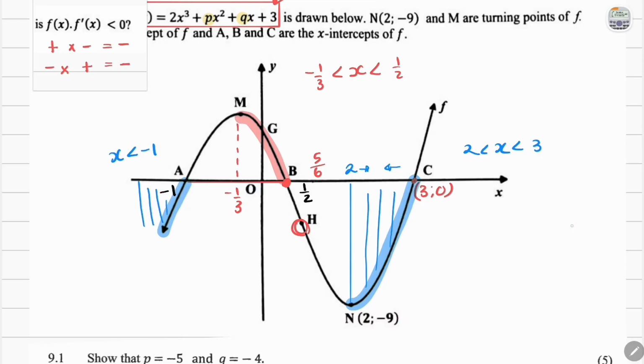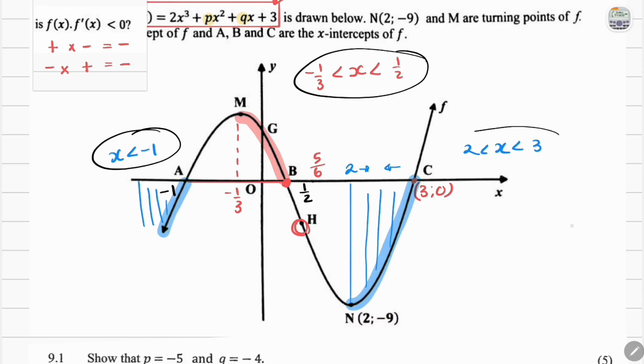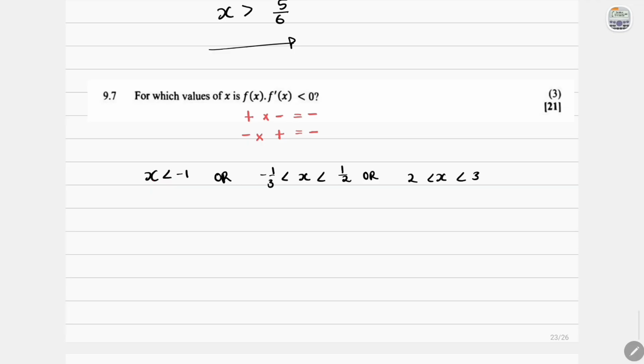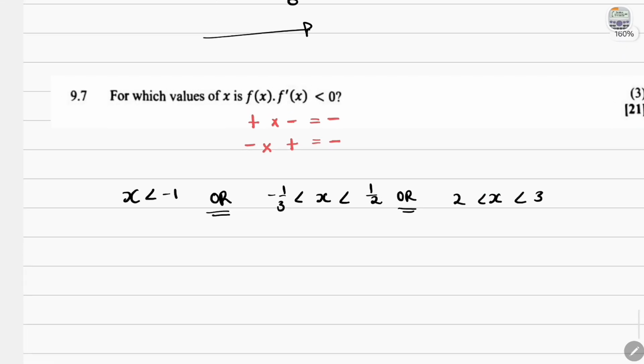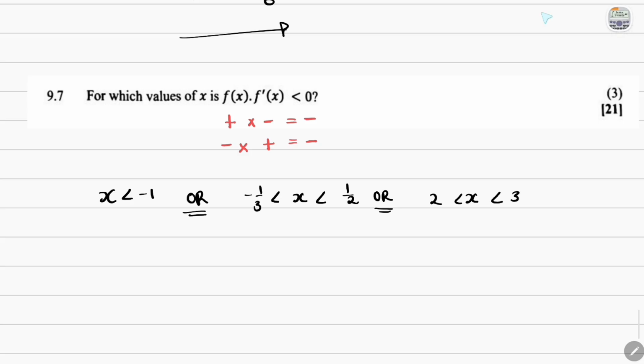So do you see from this, we have 3 sets of solutions. This is a solution, this is a solution, and this is a solution. So we're going to have to write all 3 of them. I'll start with this one because it's more on the left, and then this one, and then that one. So our answers are x is less than negative 1, or x is greater than negative 1 over 3 but less than 1 over 2, or x is greater than 2 but less than 3. And that is our answer, and that is it for question 9.